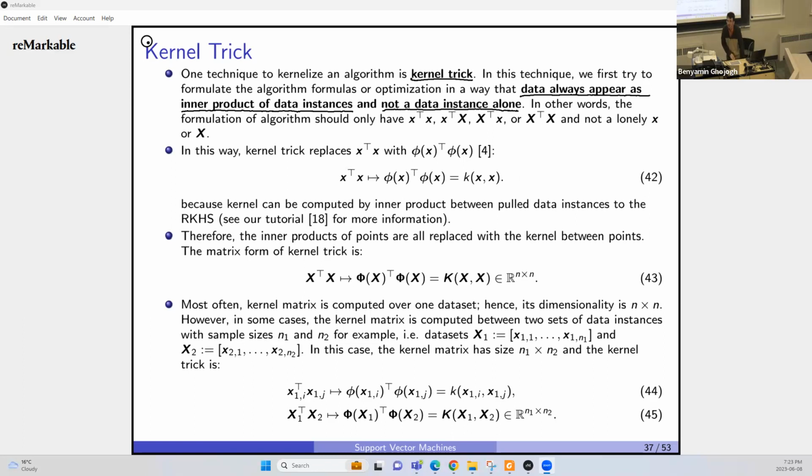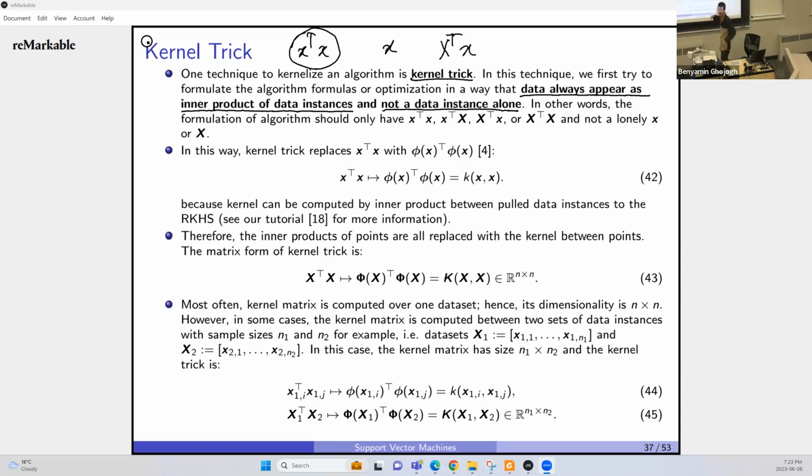What do I mean? Assume my input data, not necessarily my optimization variable, my input data, which is X. I formulate it in a way that in my optimization problem or in my formulation, I have some X transpose X. I shouldn't have X alone. Otherwise, I can't use the kernel trick.